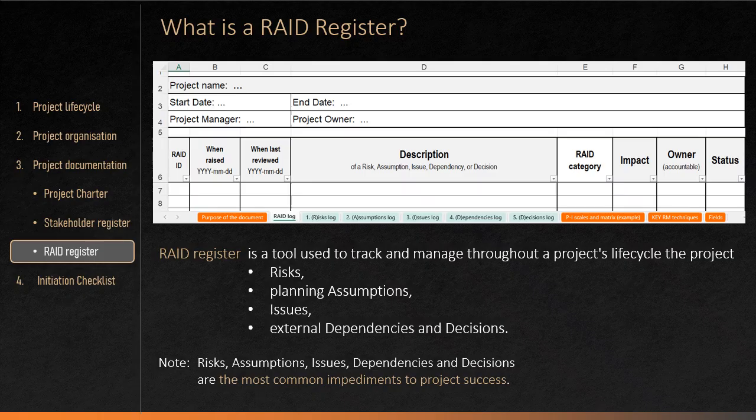A RIDE register, same as a stakeholder register, is a living document. It should be continuously updated to reflect newly identified and modified risks, assumptions, issues, dependencies, and decisions throughout the project lifecycle. Use of a RIDE register through the project lifecycle ensures that potentially impactful impediments to project success are not forgotten or ignored, and that the project stays on track despite uncertainty and change.